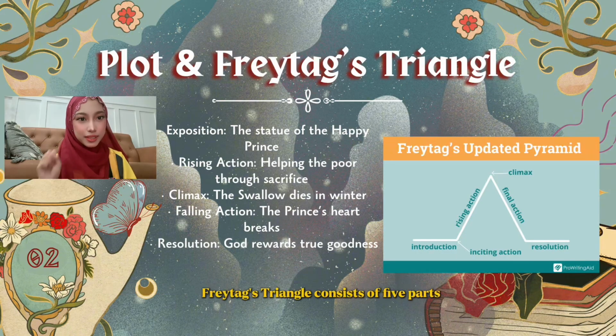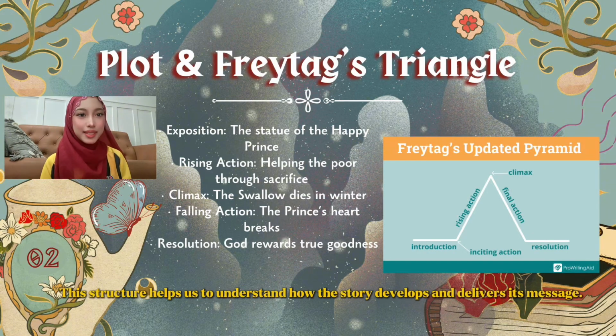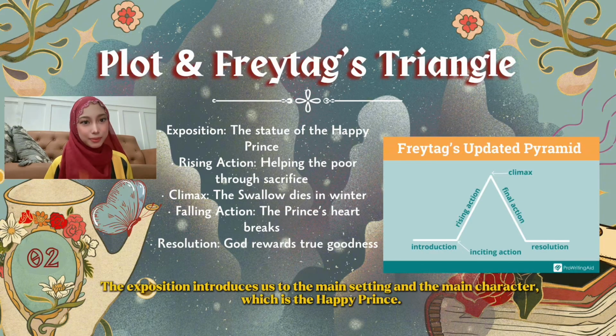Freytag's triangle consists of 5 parts: the exposition, the rising action, climax, falling action, and resolution. These structures help us to understand how the story develops and delivers its message. And now, let me begin with the exposition. The exposition introduces us to the main settings and the main character, which is the Happy Prince.